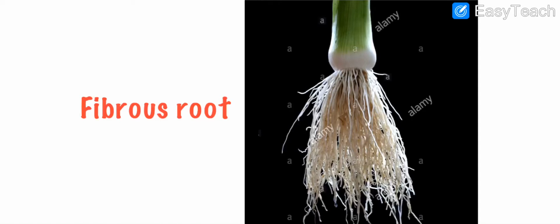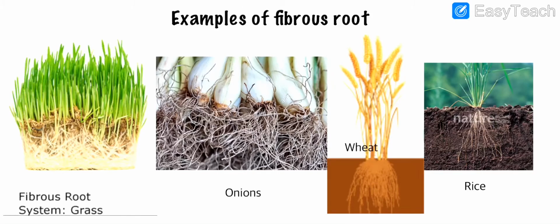Such roots are called fibrous roots. Some examples of fibrous roots are roots of grasses and roots of onion. Next time if mama brings spring onion from the market, we use it as a vegetable. You must have seen it at home. Just have a look at the roots of it. They are fibrous roots. And other examples of fibrous roots are roots of wheat plants and rice plants.